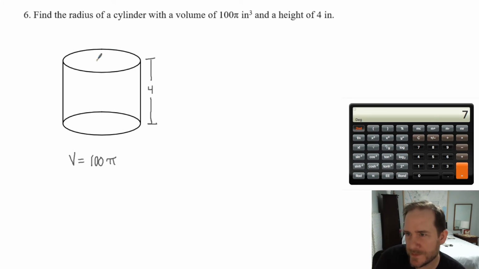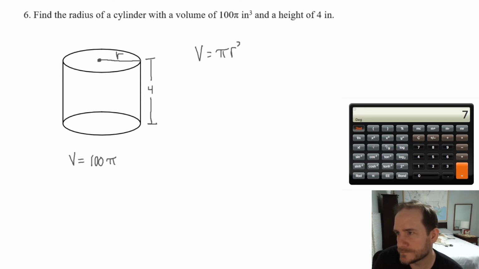So this time the thing that we don't know is the radius. So that'll be r. So we write our formula. Then we substitute in the things we do know. So for v we can plug in 100 pi. Pi is pi. Now the radius here is our unknown. The height we know to be 4.